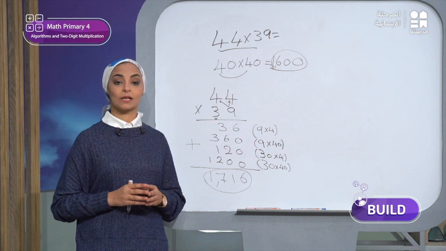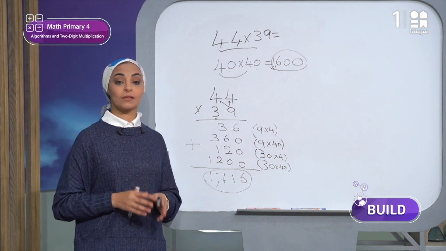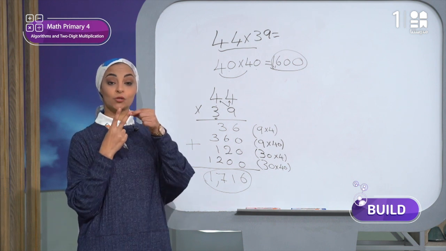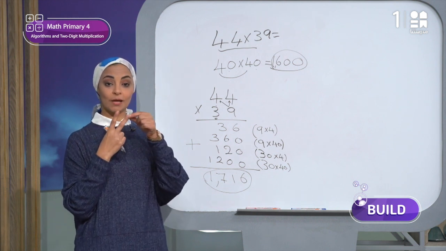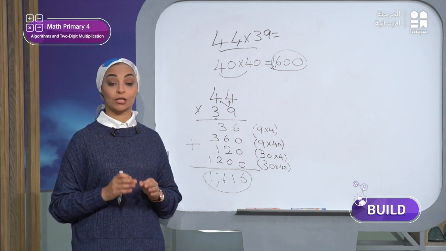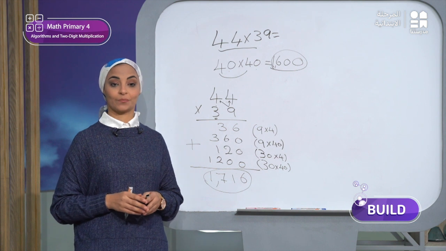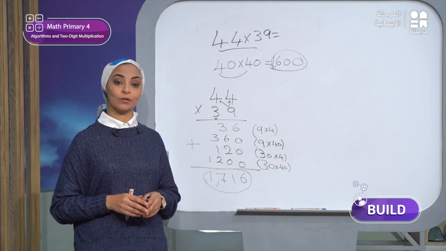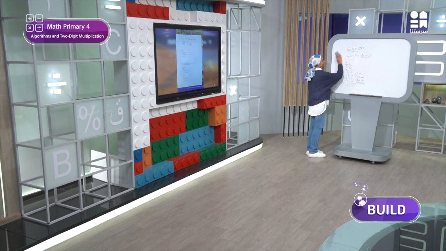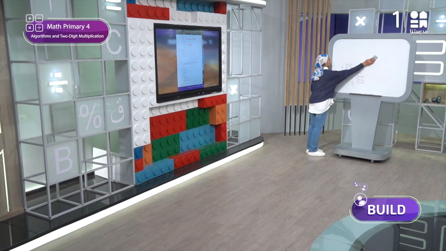First, I will estimate the answer. Then I will calculate the exact product using 2 ways. The first way, partial products algorithm. The second way, the standard algorithm. To assess the solution, to make sure of my answer. Let's try it all together. Let's solve problem number 1 together. Okay, here in problem number 1.